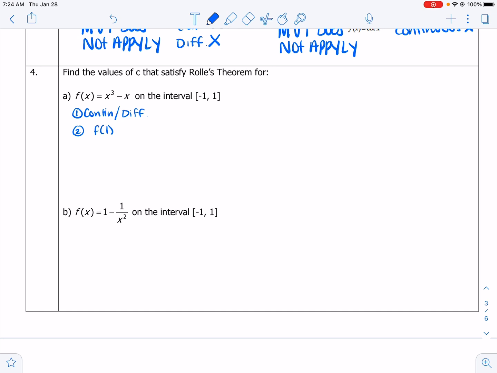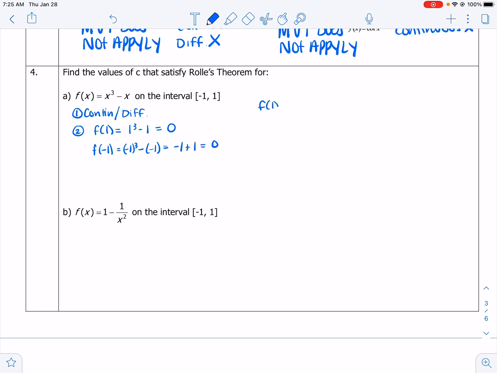Let's check f of 1. f of 1 is 1 to the third minus 1. That's 0. Let's check f of negative 1. That's negative 1 to the third minus a negative 1, which is negative 1 plus 1, which is 0. Since the endpoints are the same, that means that your average rate of change, your f of b minus f of a over b minus a, will be equal to 0.